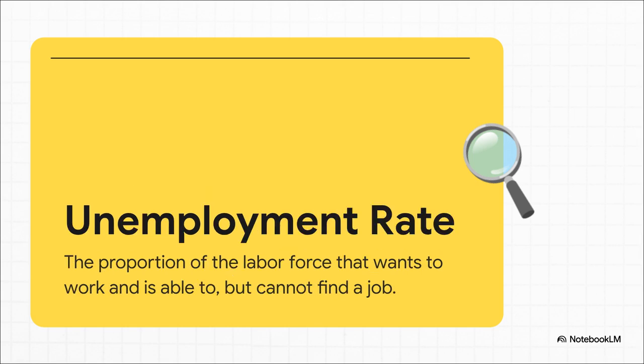And our third and final vital sign is the unemployment rate. Now, this isn't just the number of people without jobs. Specifically, it's the percentage of people in the labor force who want a job, are actively looking for one, but just can't find one. It's really the most direct measure we have of how easy or how hard it is for people to find work and support their families.